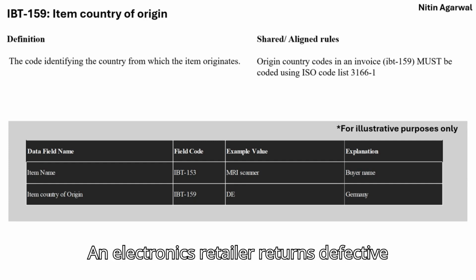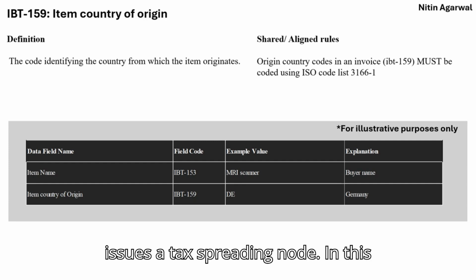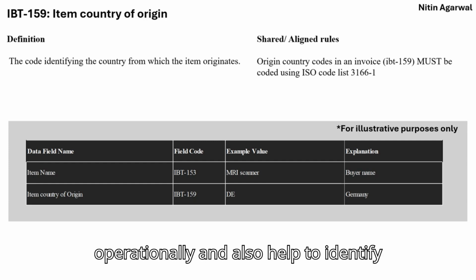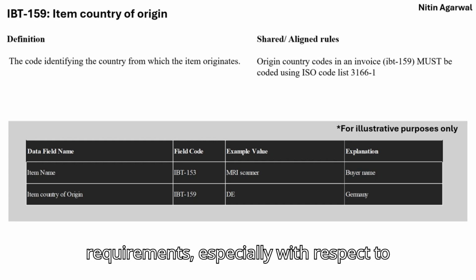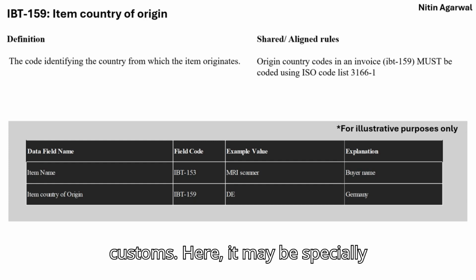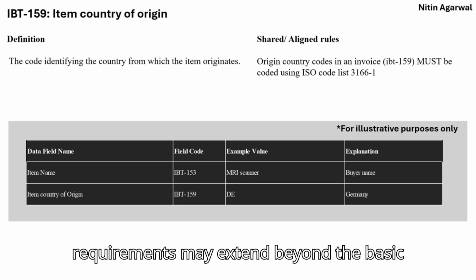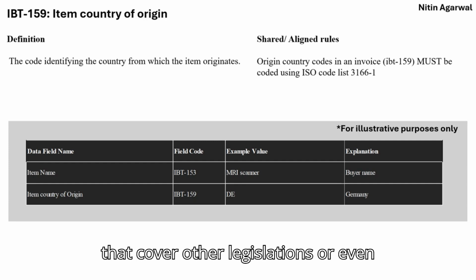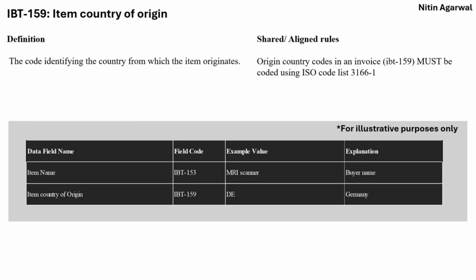An electronics retailer returns defective laptops to their German supplier and issues a tax credit note. In this case, adding the details of the item country of origin may help the businesses operationally and also help to identify and confirm logistics and compliance requirements, especially with respect to customs. Here, it may be especially relevant to observe that e-invoicing requirements may extend beyond the basic compliance and reporting requirements under VAT and extend to cover aspects that cover other legislations or even operational requirements across countries.